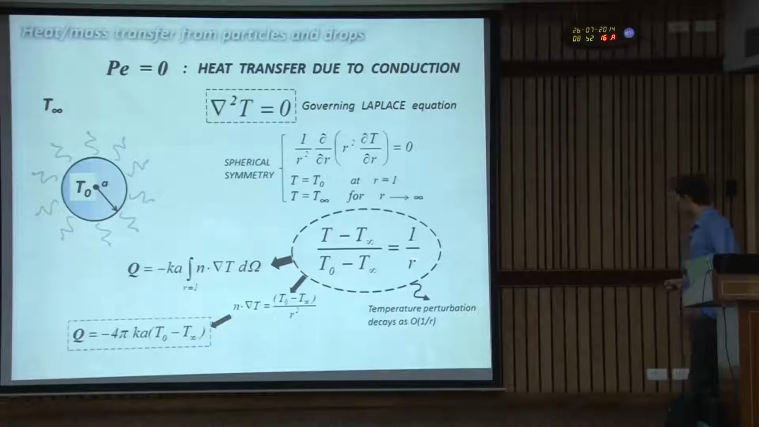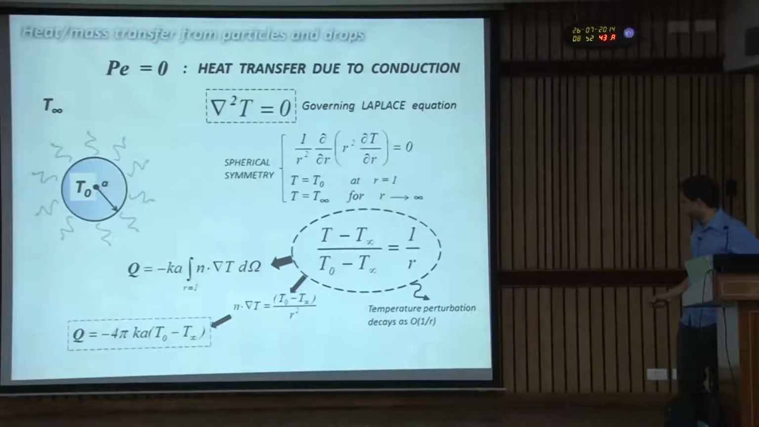So I know the temperature field, and now I calculate what's the heat transport from the surface of the sphere. That's just Fourier's law, thermal conductivity times the normal component of the temperature gradient integrated over the area of the sphere. It's all non-dimensional, so this is really the solid angle element, and if I do that, I get this to be the total heat transport from the sphere.